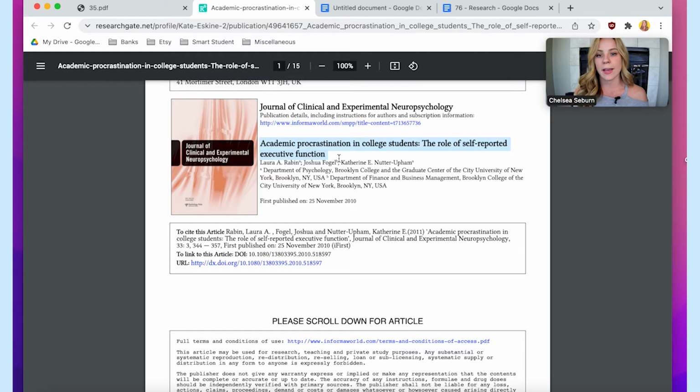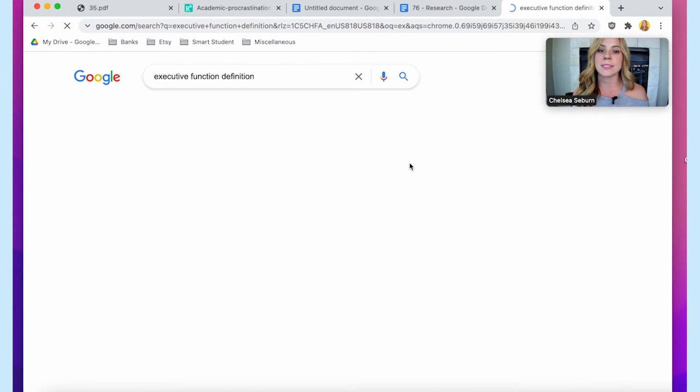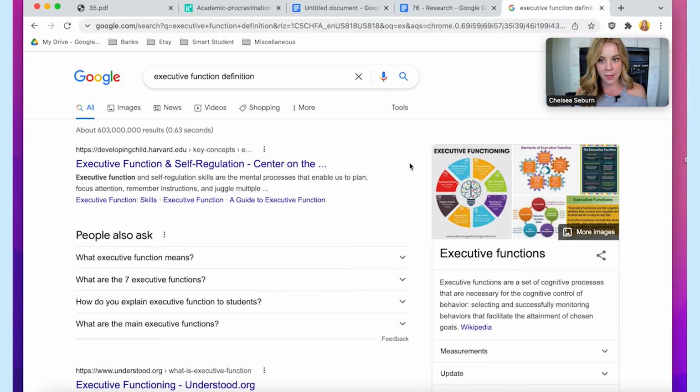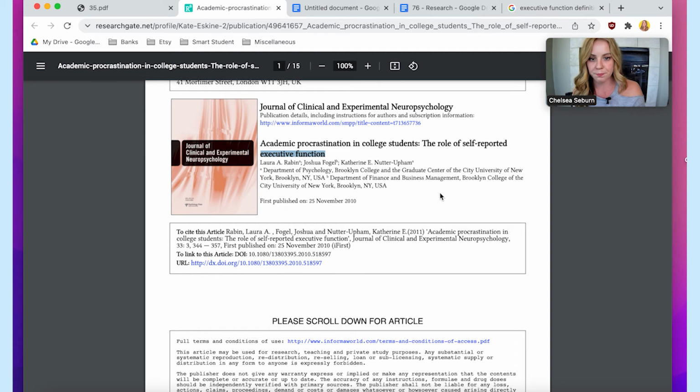So from reading this title, let's say I don't know what executive function is. What I would do is copy that word, go to Google, and see what executive function means. So right here, executive function and self-regulation skills are the mental processes that enable us to plan, focus attention, remember instructions, and juggle multiple tasks. Okay, so executive function is very close to self-efficacy, our ability to do something. So quite frankly, this title fits our topic.